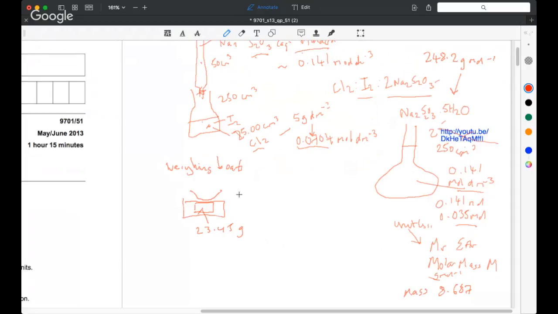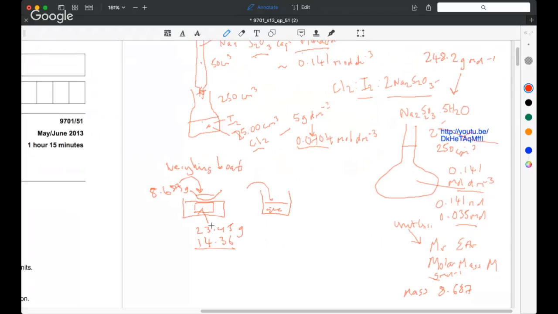Or you could use weighing boats. So what you're going to do is put in there about 8.687 grams. And then you're going to take that, and you've got a beaker over here, and you're going to tip all that solid in there. But because you're measuring by difference, you're then going to come back here and measure the mass again. So you might come back and measure the mass, and it's 14.36.